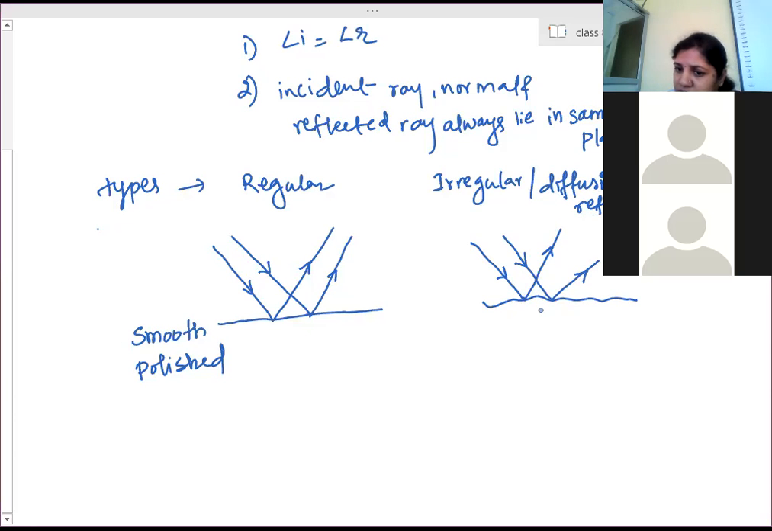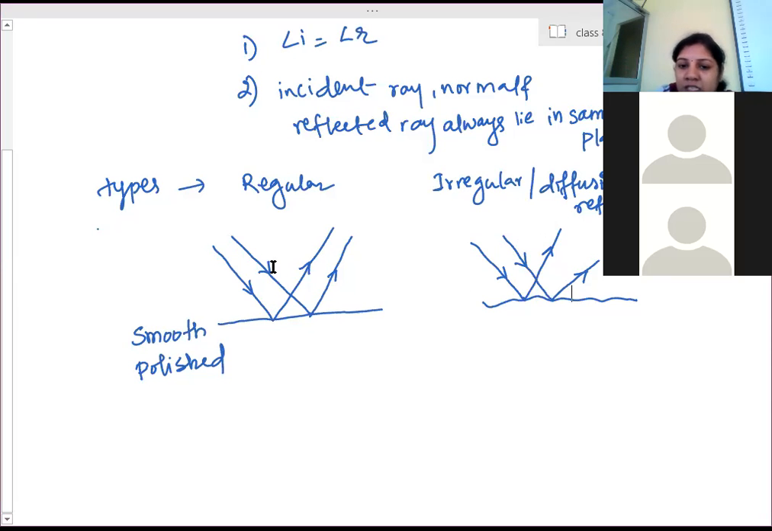Yes, ma'am. Kanchi, can you explain again? Yes, ma'am. In regular reflection, the rays of light that fall on the surface should be parallel to each other. And the surface should be smooth and polished. Image formation takes place. In irregular reflection, the rays of light are not parallel, and they follow the laws of reflection, but they are not parallel. The surface is not smooth and is uneven, and image formation is not taking place. Image formation will take place, but the image is not as bright as with a smooth polished surface.